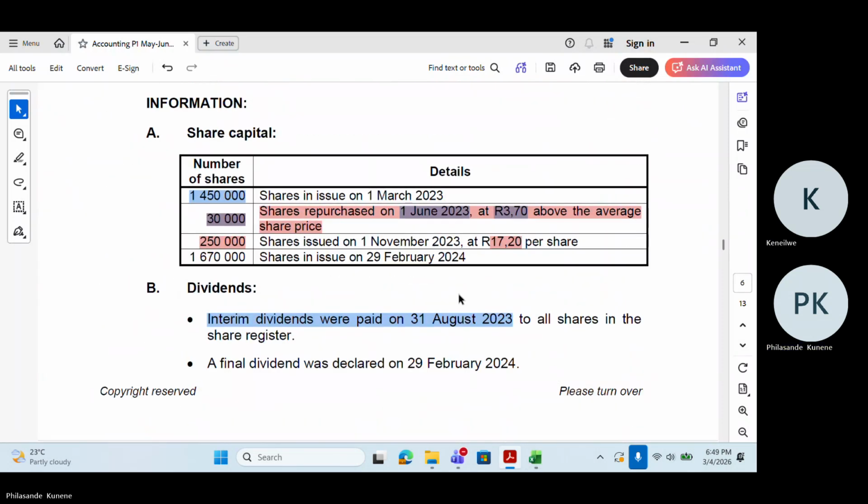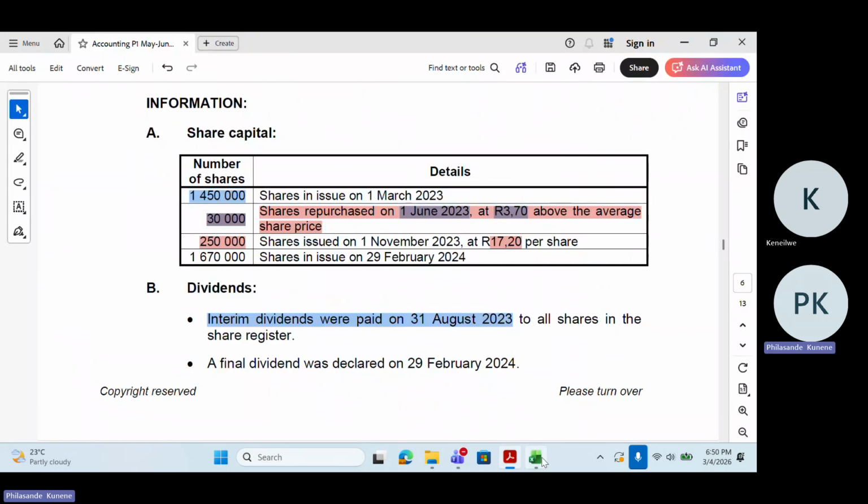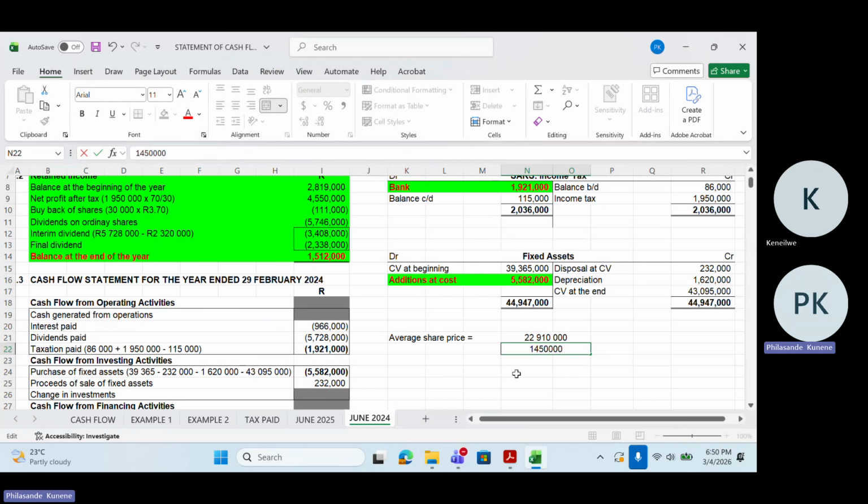So you come here. Yeah, you're going to say 1,450,000 shares minus 30,000. Why are we subtracting 30,000? Because they no longer count. Because the average. Wait. Never mind. You don't need to subtract it. Yes, we don't need to subtract. We just use 1,450,000 only, right? Because we're just calculating the average. Okay, thank you for noticing that, Kinelwe. For 1,450,000, so I'm going to have 1,450,000 here.